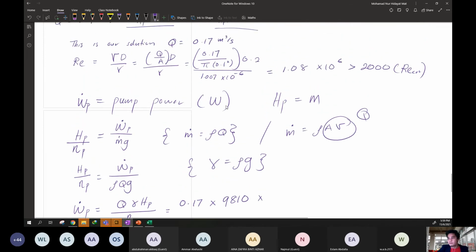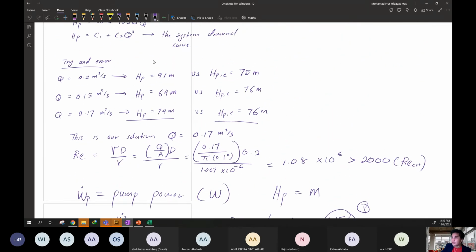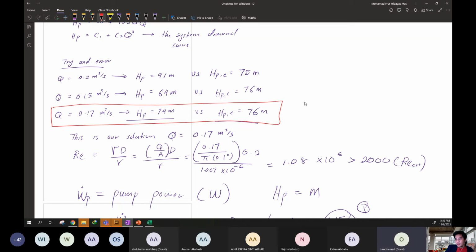What is the value of the head of the pump? Anyone? Previously we selected this one, right? The iteration number 3. What is our value for the head of the pump? 74. 74 is your calculation. 76 is the theoretical. So the best is in the middle here, in between. It is more accurate. So we must select the head of the pump in between this. Because your selection is in between, right? Okay, 75 meter.